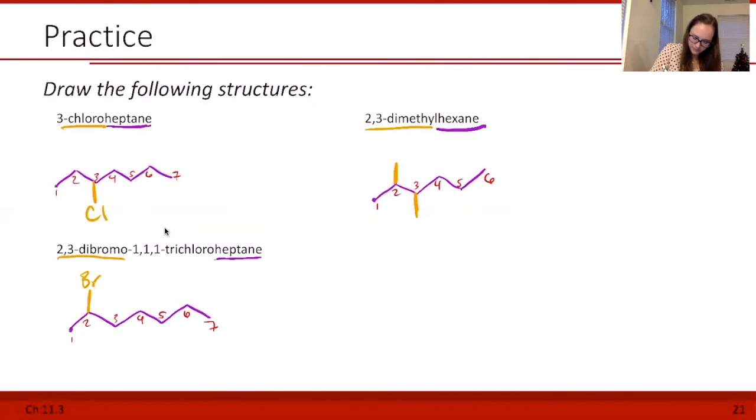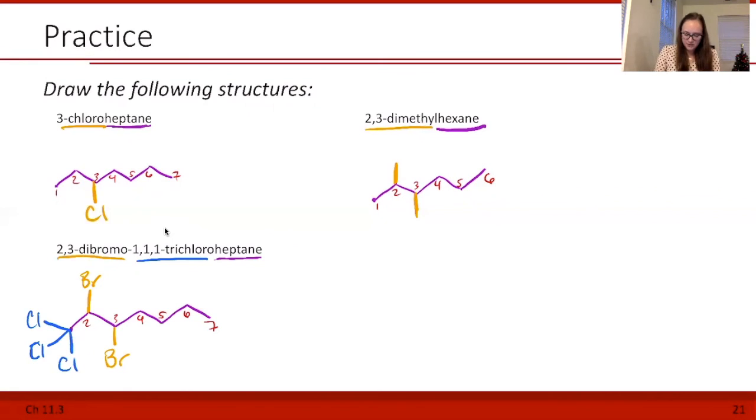2-bromo, 3-bromo, and then 1,1,1-trichloroheptane. So 3 bonds off of number 1, and all of those are chloro groups.